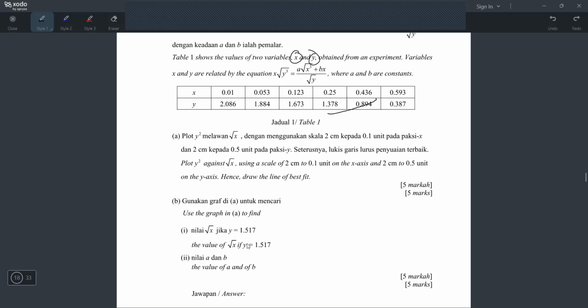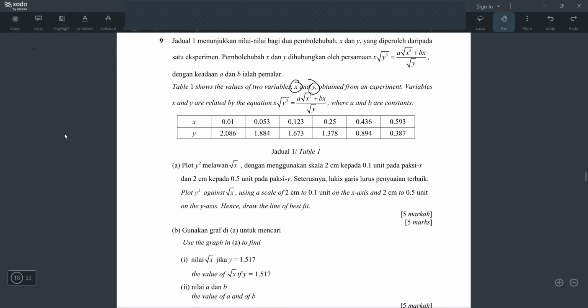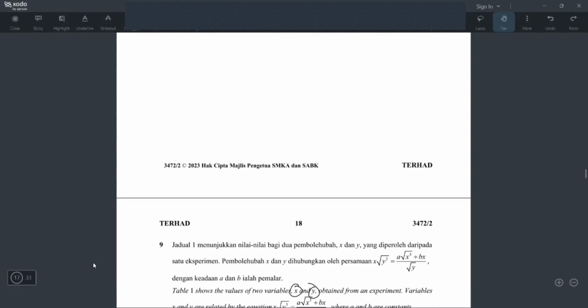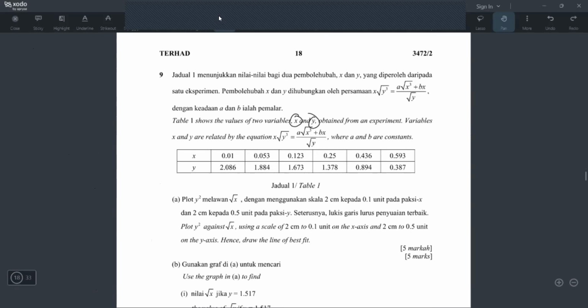Okay, before you do part A, you have to do something first, right? So what you have to do now? You have to change your equation to linear form, right? Even if the question never asks you to change, you must change to linear form, right? So where should I change it? Okay, I'll just do it here. So the equation is x square root y power 3 equals a square root x power 3 plus bx over square root y.